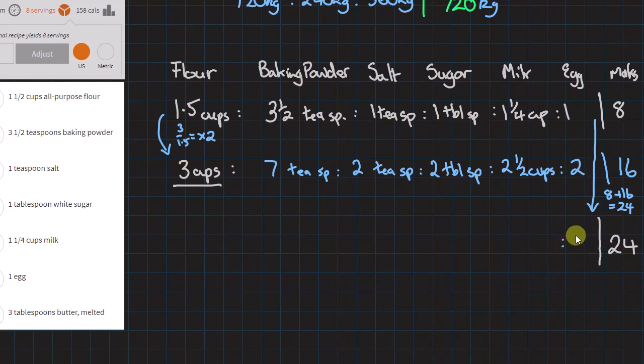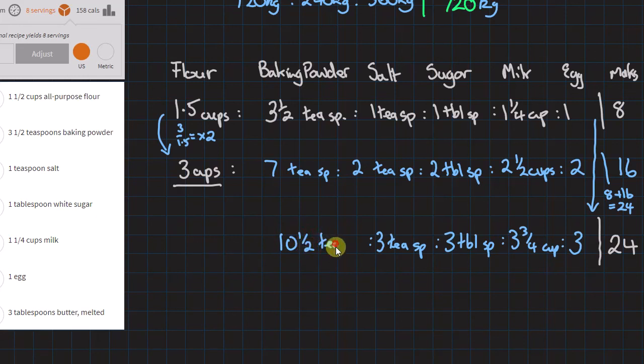So I need 1 and 2, 3 eggs. I need 3, and that's 2 quarters, 3 quarters. So 3 and 3/4 cups. I've got 1 and 2, I need 3 tablespoons. I need 3 teaspoons of salt. And I need 3.5 and 7, I need 10.5 teaspoons of baking powder. And I need 4.5 cups of flour. So all the techniques you can use are, I can multiply a whole line to give me a new line, and then I can add them.